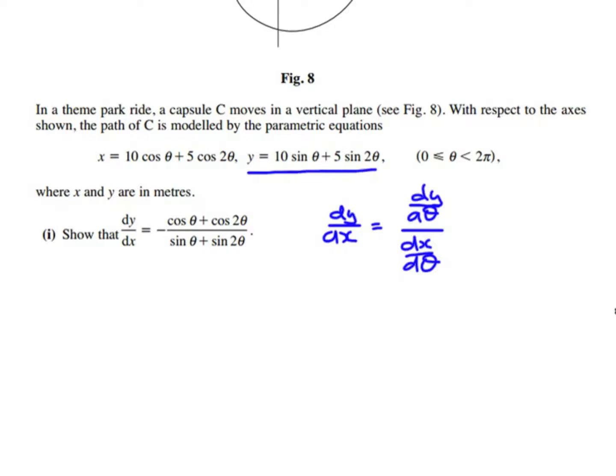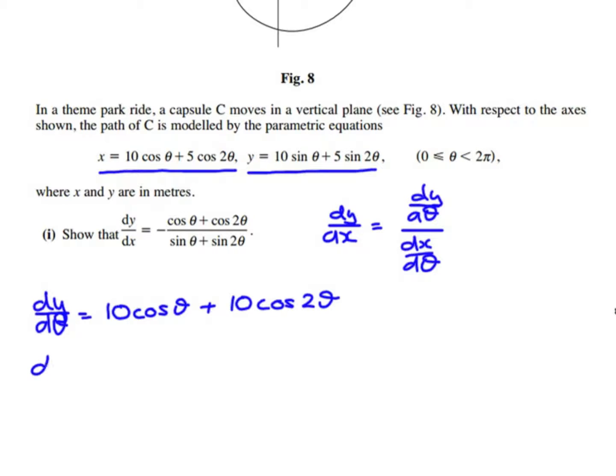So we take y, we differentiate it, dy by d theta. Sine differentiates to cos, so we get 10 cos theta. And then sine of 2 theta differentiates to 2 cos 2 theta, so we end up with 10 cos 2 theta. Similarly, when we differentiate x, we know that cos differentiates to negative sine, and so we get something very similar, but with negatives. Of course, we can then take the negative outside of the bracket.